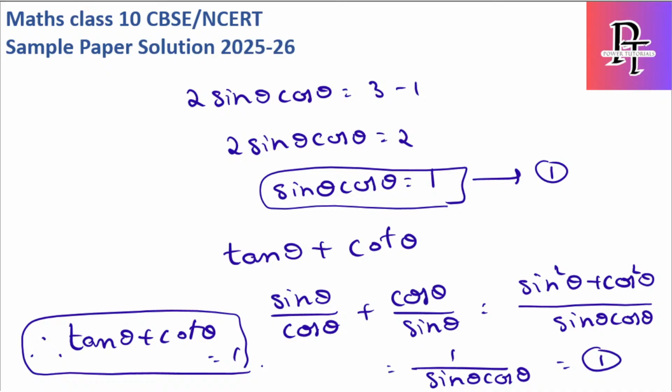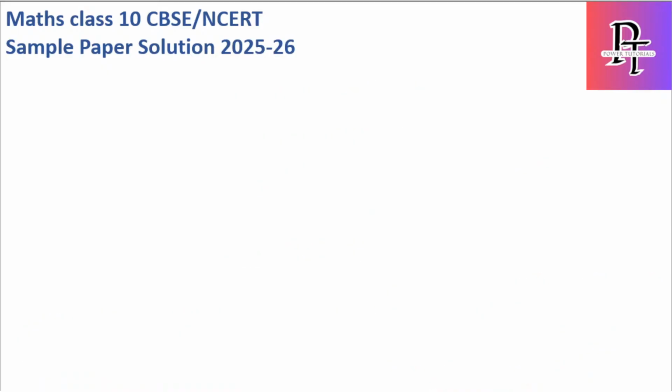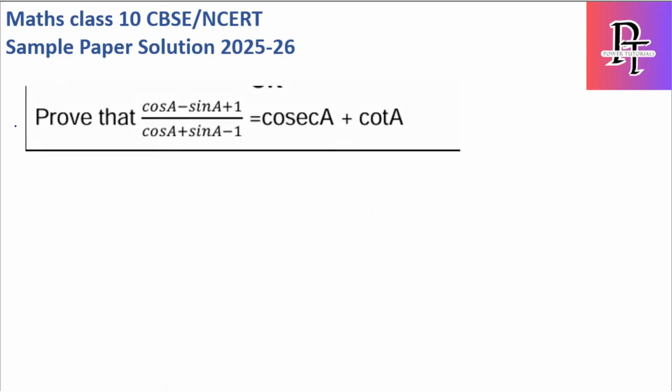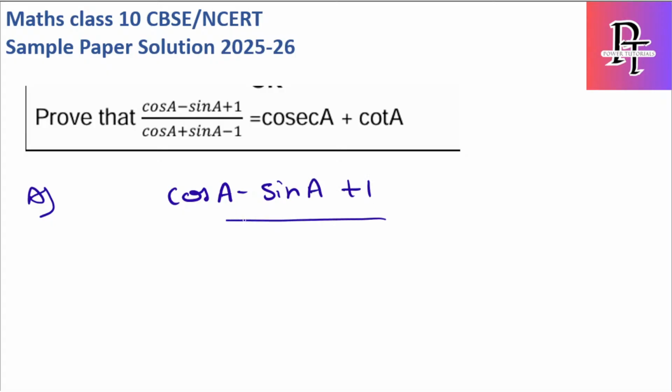Just as I told you, for these type of questions we have to use the identities, then we can solve this type of questions very easily. Okay, let's see the B part. So in the B part they are asking to prove cos A minus sin A plus 1 by cos A plus sin A minus 1 as this value.